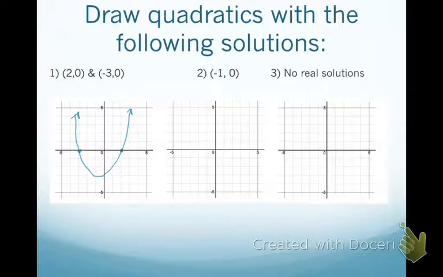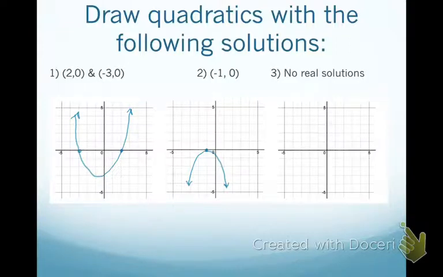Now sometimes your parabola will just touch down on the x-axis at one point. That means the solution is the vertex. So here's an example of a parabola that opens down that has a solution at (-1, 0). See how its vertex is right there? Because that's the very highest point of this parabola.